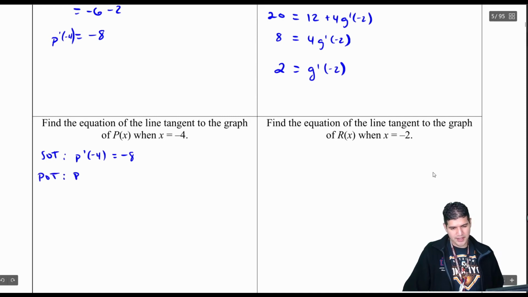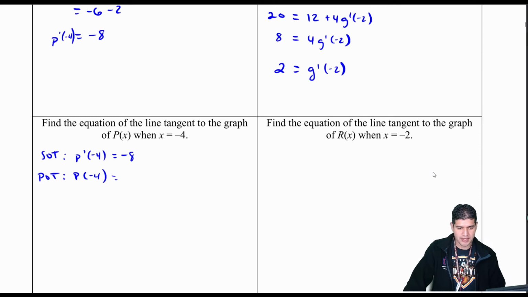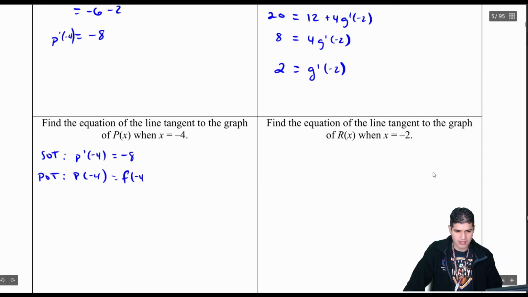So I want to find p of negative 4. Since we only had f times g, that's going to be f of negative 4 times g of negative 4. If you go up and grab those from the graph, you'll get negative 1 times 6, which is negative 6. So my point of tangency is negative 4 comma negative 6.